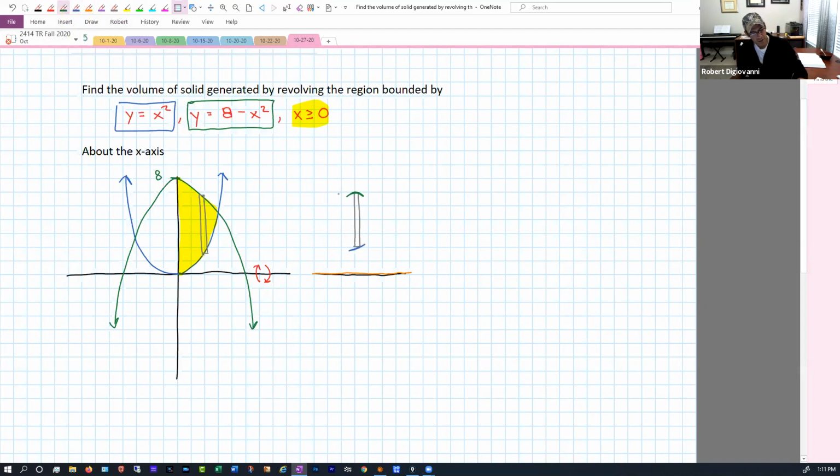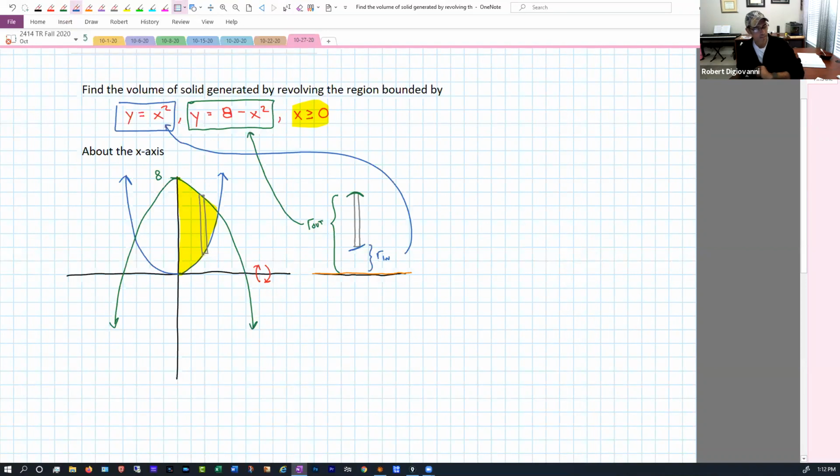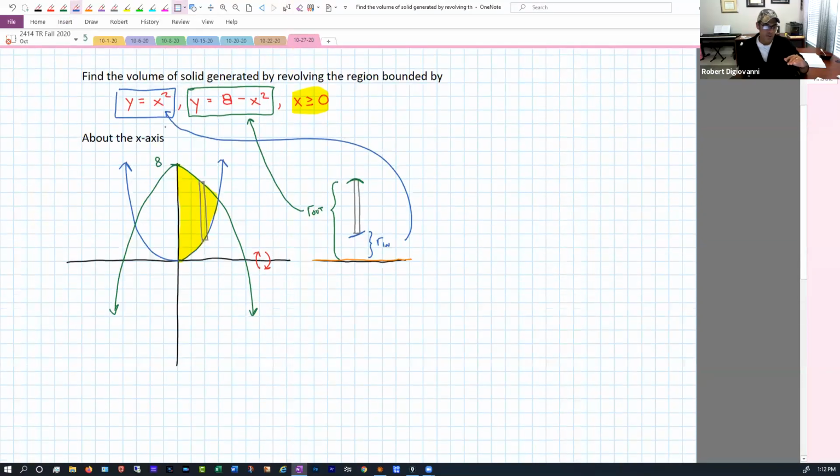I know that the distance from here to here is my R out. And what is my R out in this case? What's my outer radius, that distance from the axis of rotation to here? For this specific problem, that's what? 8 minus x squared. Good. And then for the inner radius, which is from here to here, that's the other curve, that's x squared, right?